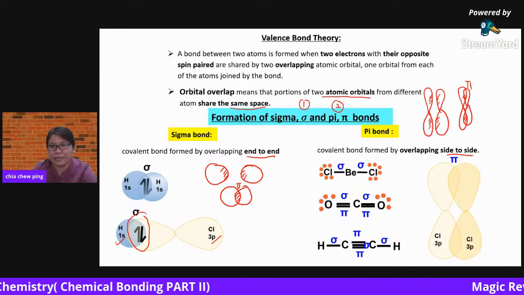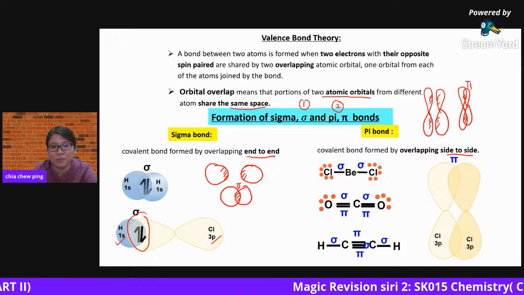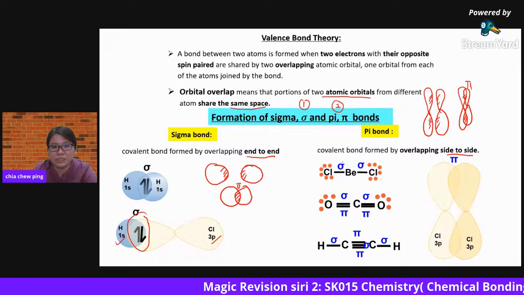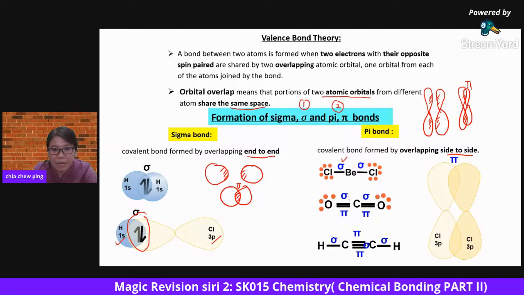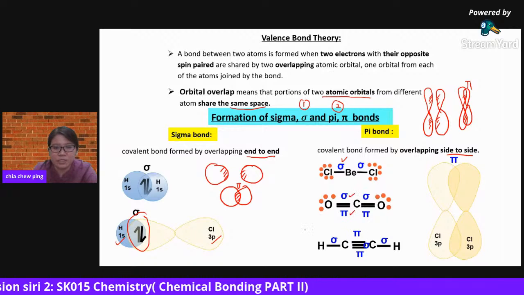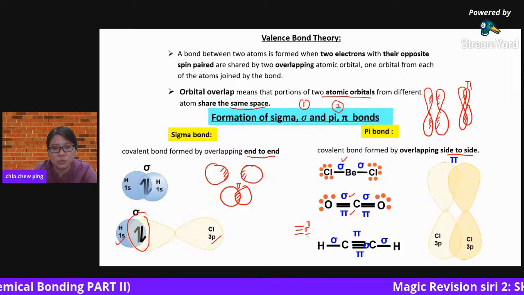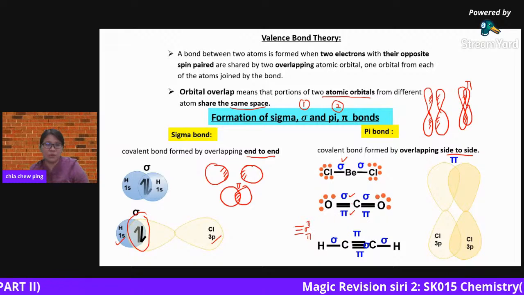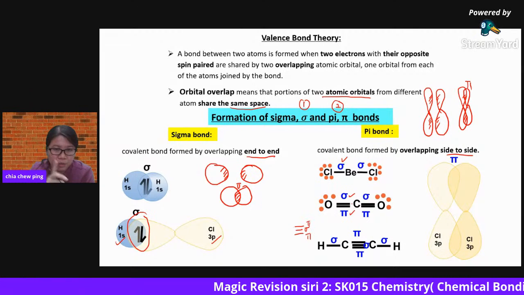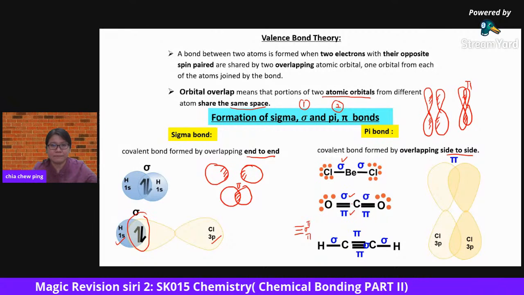So sigma and pi describe how the orbitals share, by using end to end or side to side. Okay, now before I proceed, you must understand the sigma and pi bond. A single bond is a sigma bond. A double bond is one sigma and one pi bond. A triple bond is one sigma and two pi. So in conclusion, there is only one sigma for all types of bonding. Okay, so one sigma only.